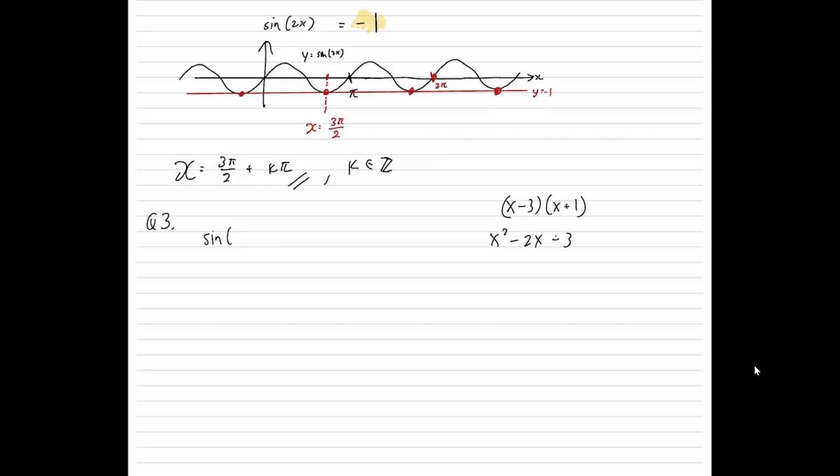Let's say, let me think a bit. Just sine x is fine. Let's say we have sine of x squared minus 2 times sine x, minus 3 equals to 0. How to solve this equation?